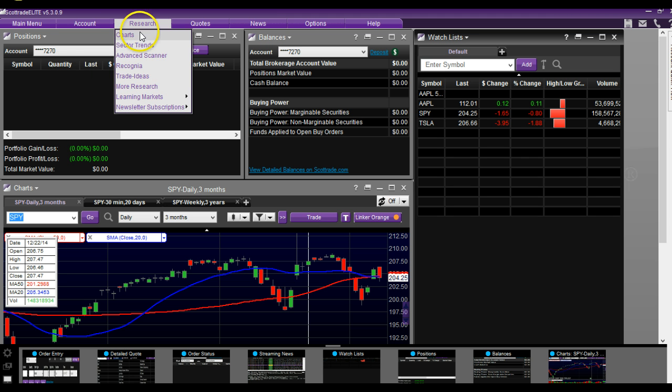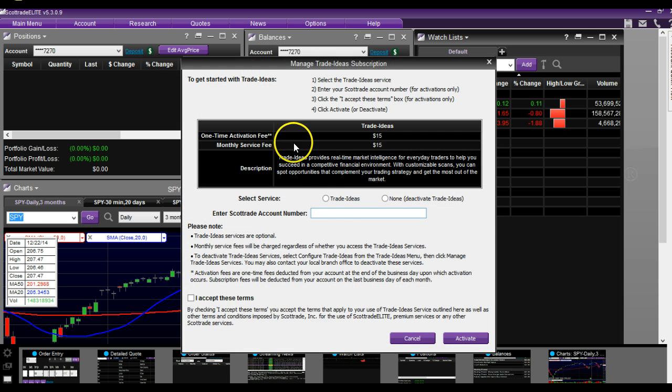Well, you know what? I see trade ideas. Let me begin with that. They have this cool thing called trade ideas. If you're a day trader, you just have to pay $15 a month and another $15 one-time activation fee. And what it does is, as you're trading, not each day, but each second, it will periodically give you different trade ideas.